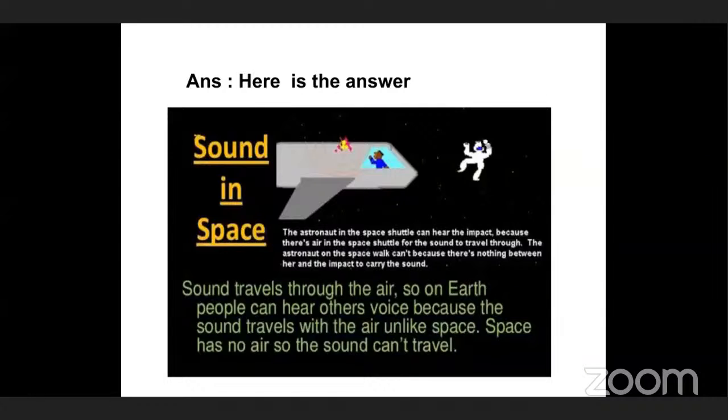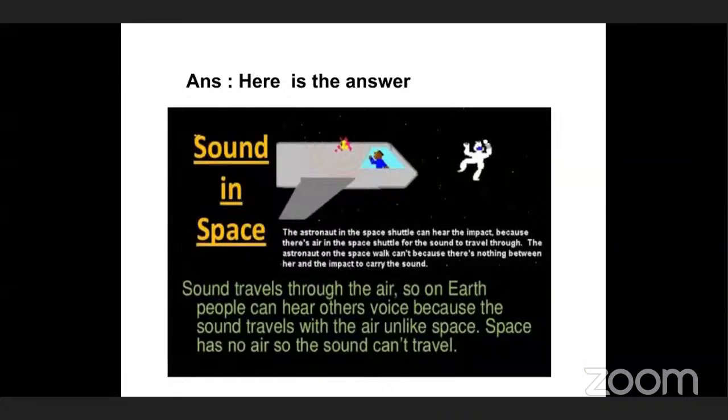What do you think? Astronauts, can they communicate with each other in the space? Yes. How? Okay, I'll explain to you. See, in the space, when the astronauts are out of the spacecraft, they cannot communicate with each other. Why? Because they are not able to hear. In the space, there is vacuum, and we know that sound will not travel in vacuum. Then, how do these astronauts communicate with each other?